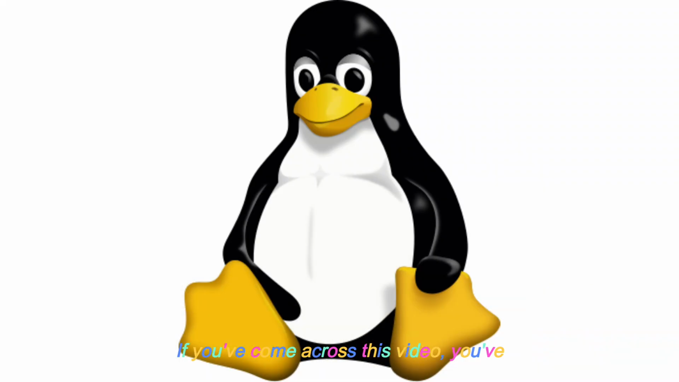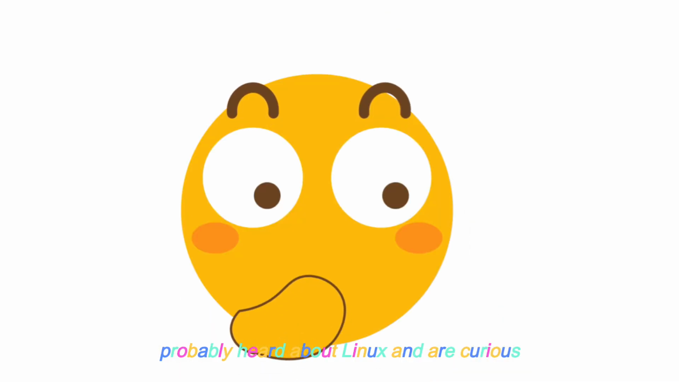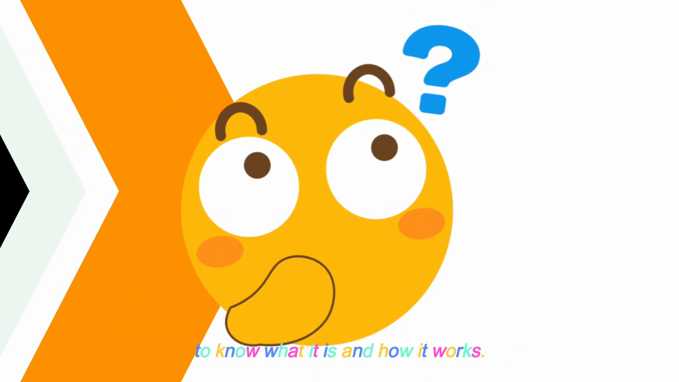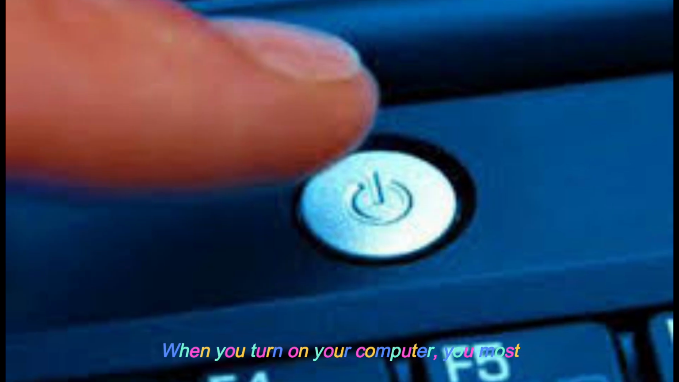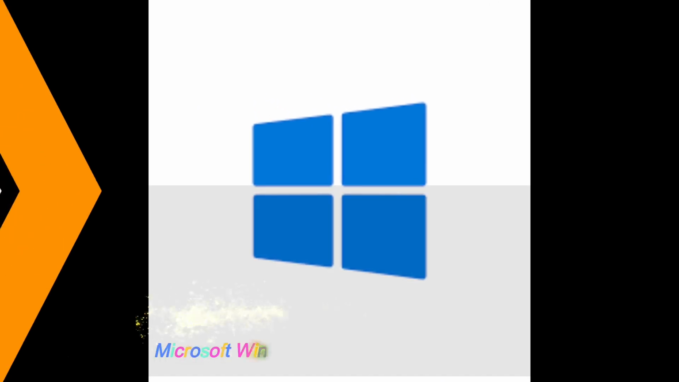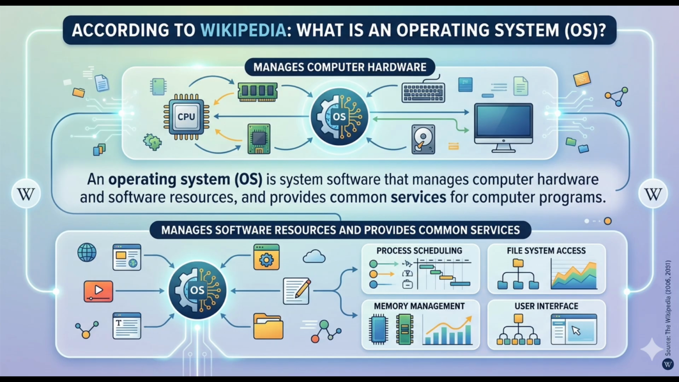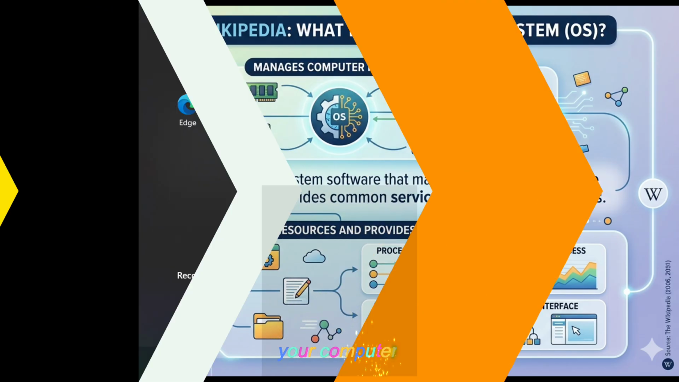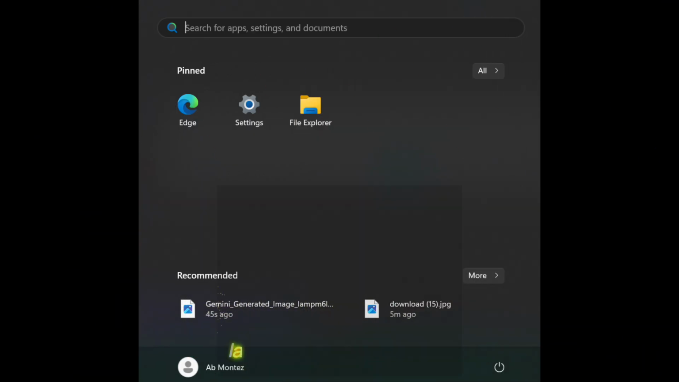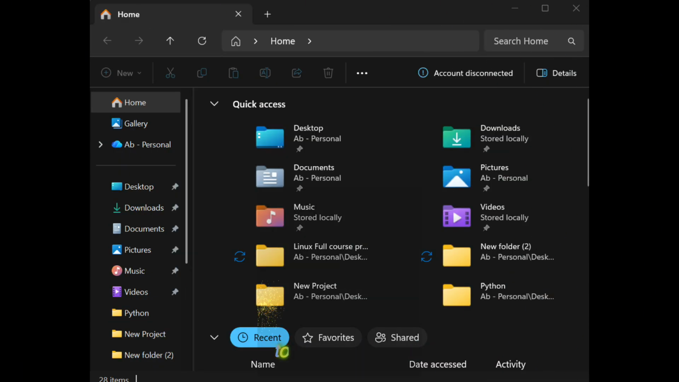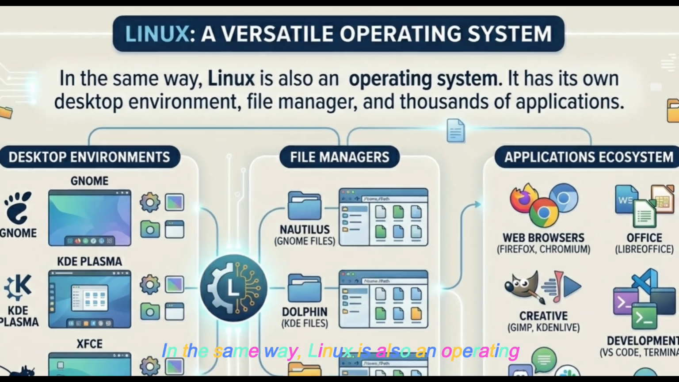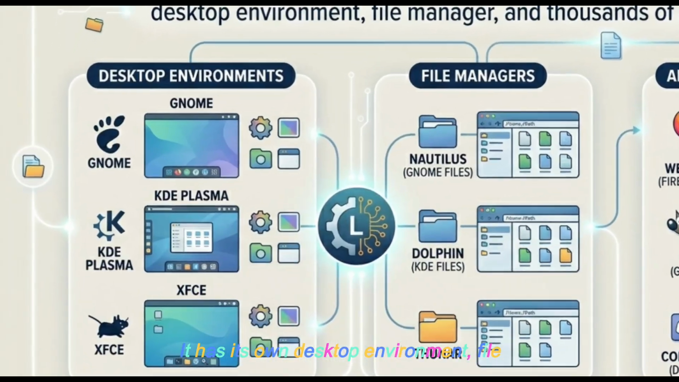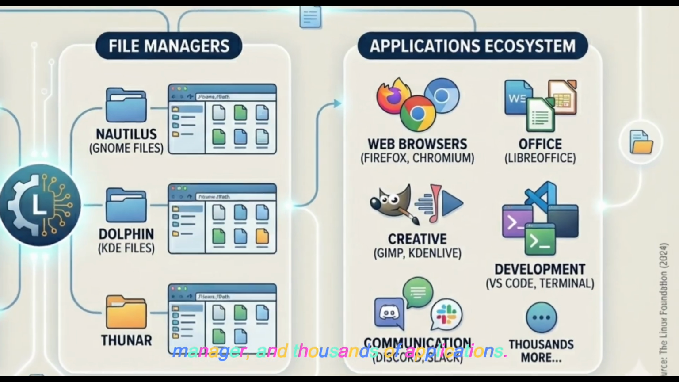If you have come across this video, you have probably heard about Linux and are curious to know what it is and how it works. Let's assume you are completely new to computers. When you turn on your computer, you most likely use an operating system like Microsoft Windows or Mac operating system. These are examples of operating systems, software that allows you to interact with your computer. For example, Windows has a taskbar to launch apps, a file explorer to manage files, and a web browser to access the internet. In the same way, Linux is also an operating system. It has its own desktop environment, file manager, and thousands of applications.